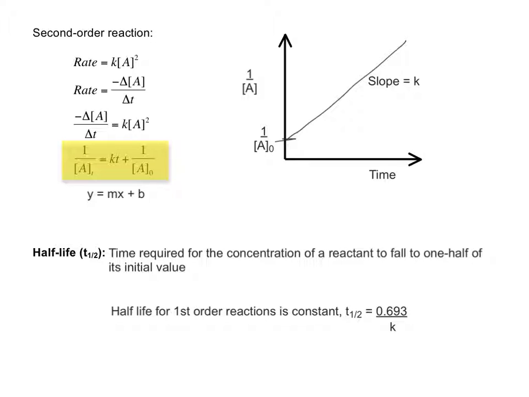And the equation for that is T1/2 is equal to 0.693 over K, where K is the rate constant. This might look like a complicated equation. It is on your equation sheet. You do not have to memorize it, but you do need to remember that it only applies if you have a first order reaction.